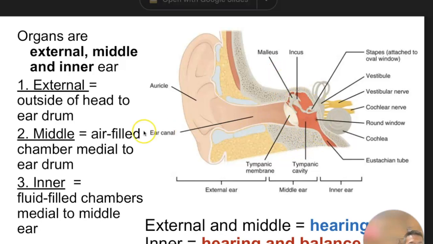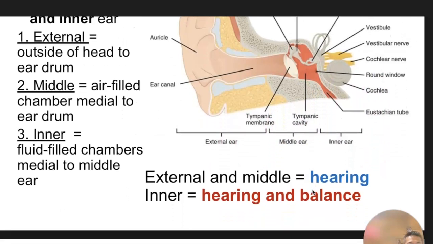Now the middle ear has your eustachian tube, which helps balance air pressure. And there are 3 little bones inside, called the malleus, incus, and stapes. The stapes is connected to the inner ear, which has two very important organs: the vestibular and the cochlear. So this is the external, here's the middle ear and the inner ear. External and middle are for hearing, and inner is for hearing and balance.